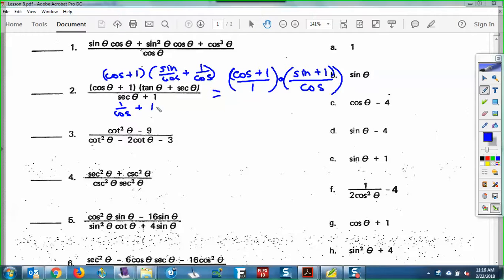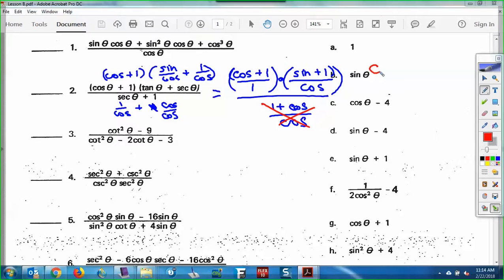and a bottom. Okay, now down here, what I need to do is turn this 1 into a cosine over cosine and get a common denominator. So now my bottom is 1 plus cosine all over cosine. And then what that allows me to do is flip that up here.